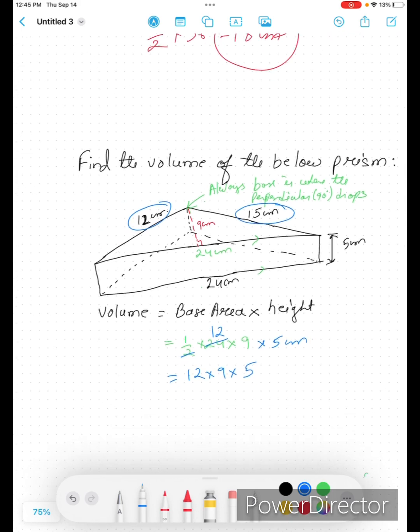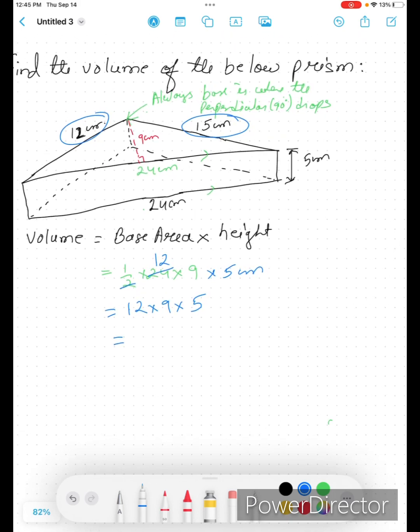Now I would not suggest you to do a normal multiplication. Do not do 12 times 9 and then multiply it with 5. Whenever you see a number which ends with 5, always try to make it to the nearest 0. So I will write it 12 times 9 times 10 upon 2, which is same as 5. Now 2 times 6 is 12, which gives me 9 times 6, which is 54 times 10, which is easily 540 centimeter cube. Hope this helps.